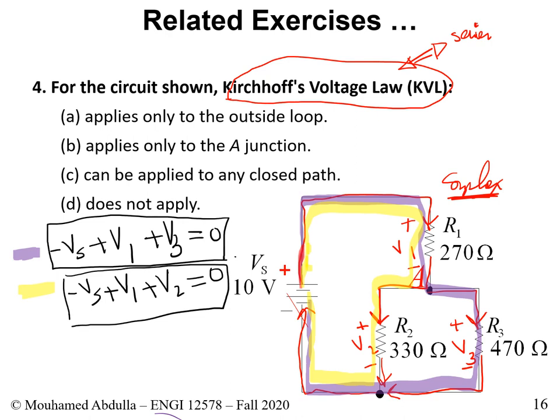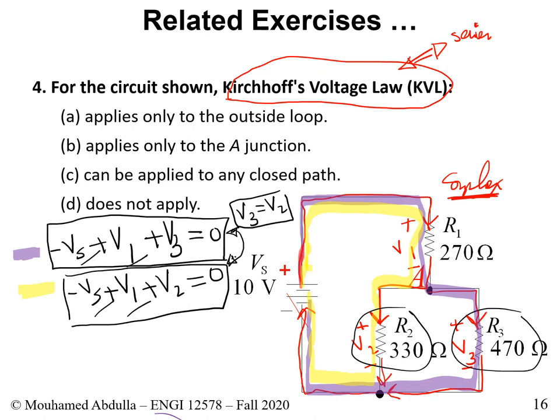In fact, just by inspecting these two together, you realize that V2 should equal V3. Right? So they look pretty much the same, right? You have this, you have this, you have this, you have this, which really means that V3 is equal to V2. And this is not a weird result, because if you notice, resistor 2 and resistor 3 are connected in parallel. So this result kind of makes sense. But here we're just showing you how to write the KVL. So the KVL for the purple path is this. The KVL for the yellow path is this. It works.